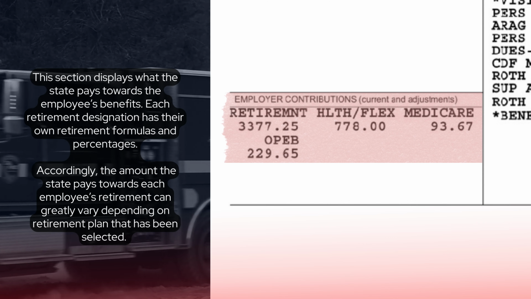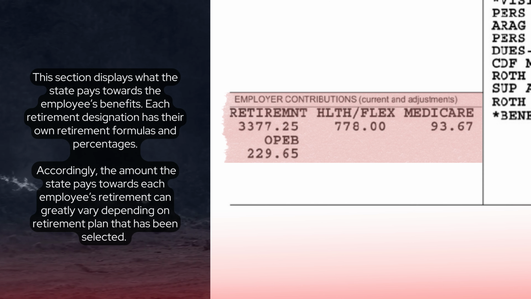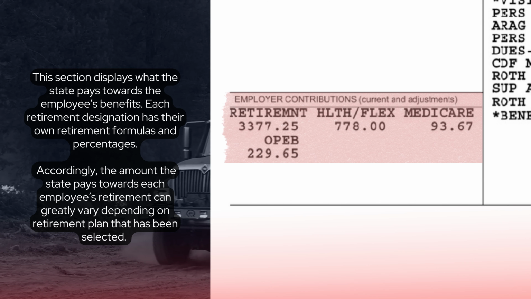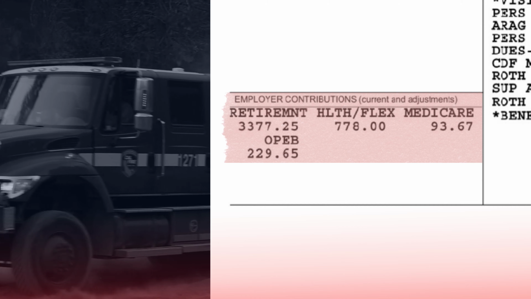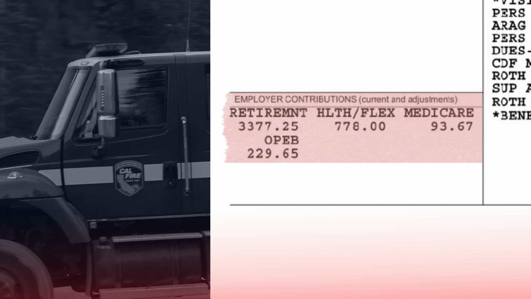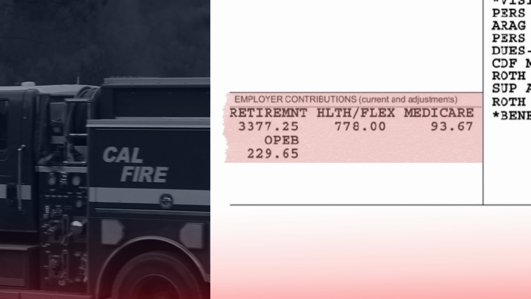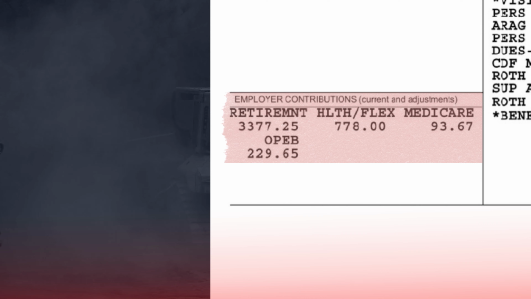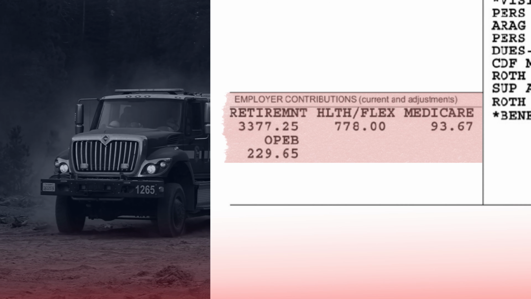Each retirement designation has their own retirement formulas and percentages. Accordingly, the amount the state pays towards each employee's retirement can greatly vary depending on the retirement plan that has been selected. If you have a specific question about your selected retirement plan and what the state contributes on your behalf, please contact CalPERS. The state contributes the same amount as the employee towards Social Security, Medicare, and OPEB. The Health Flex amount is the benefit amount, more commonly known as the co-ben allowance that we discussed earlier.